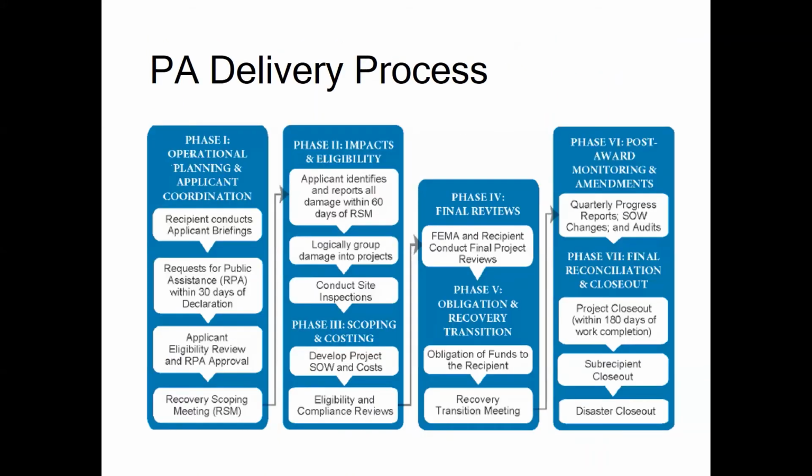So, how does this all work? The general life cycle of disaster recovery for the PA program is organized into phases. After a presidential declaration, the state coordinates applicant briefings. Within 30 days of the declaration, interested applicants must submit their request for public assistance in HSCMD's grant system, EM Grants Pro. The state and FEMA then review the RPA to confirm the organization's eligibility as an applicant for the PA program.